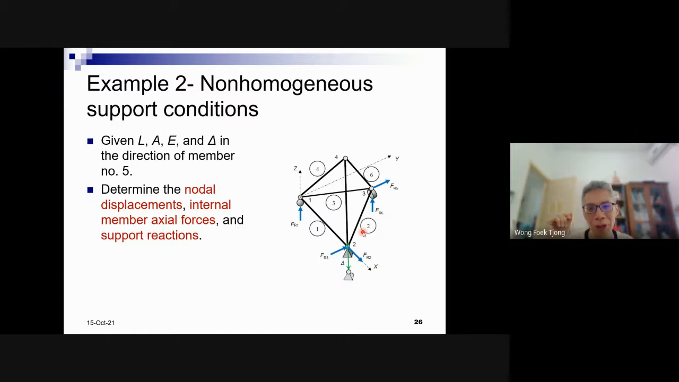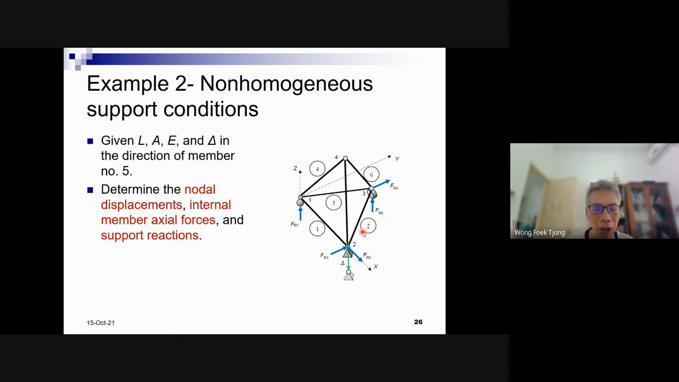This is because the structure is statically determinate. For statically determinate structures, when there is support movement, there is no internal force. So that's a good thing about statically determinate structures, right? It's robust to support movement. They only move, but don't induce any stress inside.